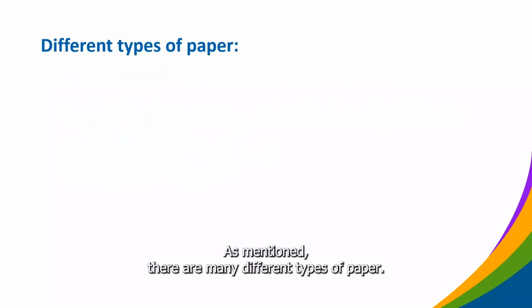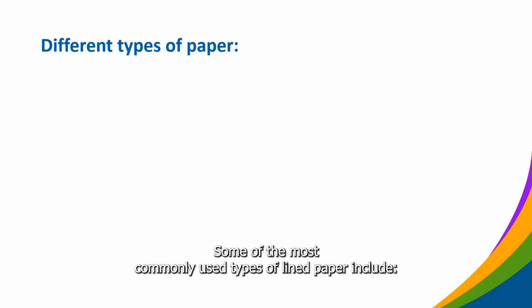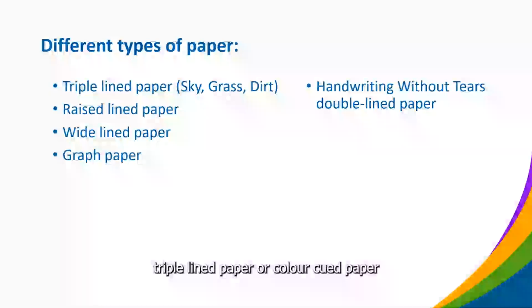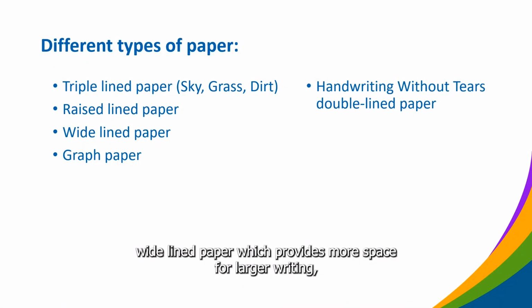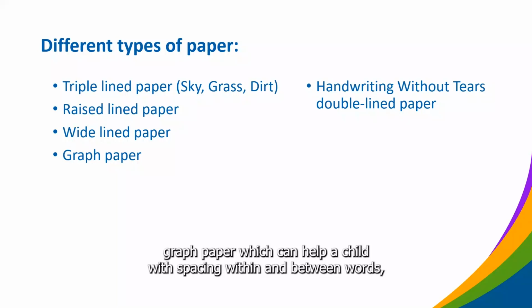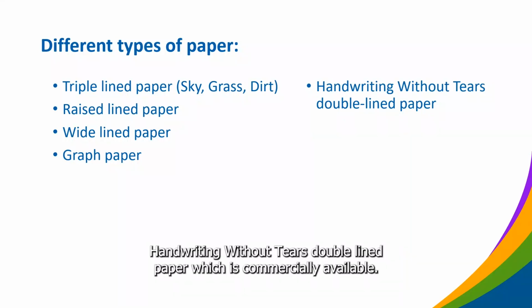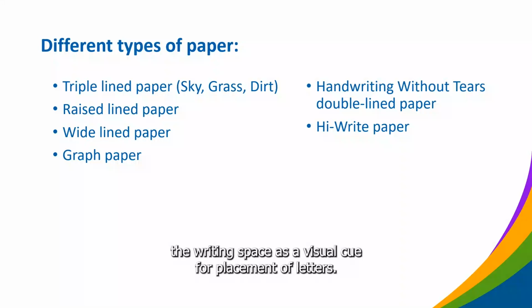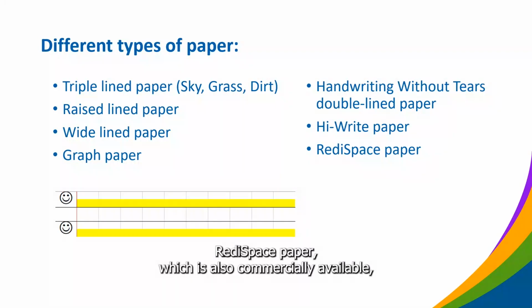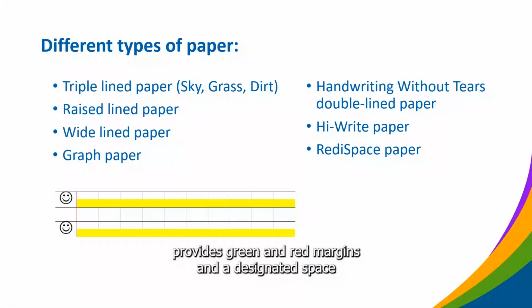As mentioned, there are many different types of paper. Some of the most commonly used types of lined paper include triple lined paper or color cued paper, such as sky, grass, dirt paper; raised line paper, which helps the child feel the line; wide lined paper, which provides more space for larger writing; graph paper, which can help a child with spacing within and between words; Handwriting Without Tears double lined paper, which is commercially available; High Write paper, which is commercially available and highlights the writing space as a visual cue for placement of letters; and Ready Space paper, which is also commercially available, provides green and red margins and a designated space for each letter.